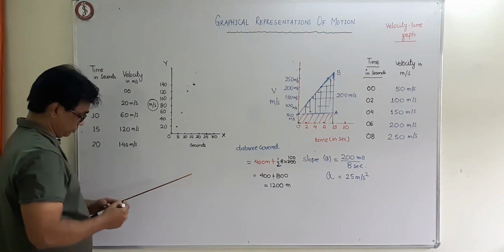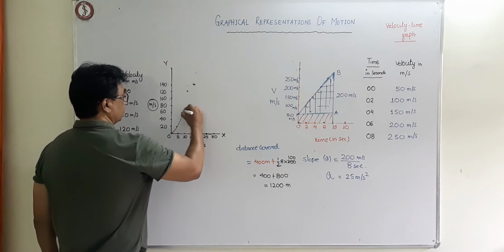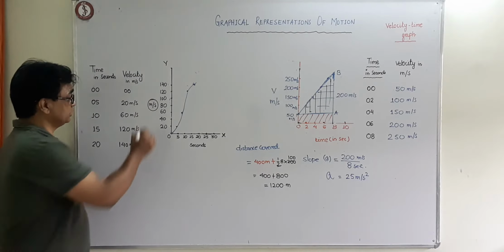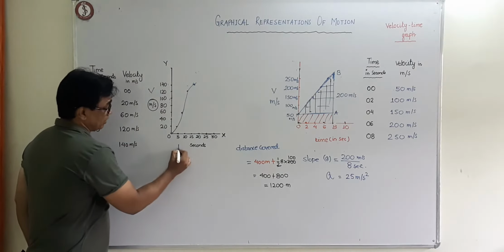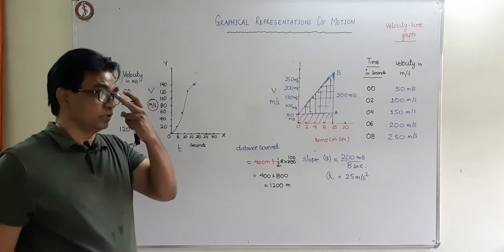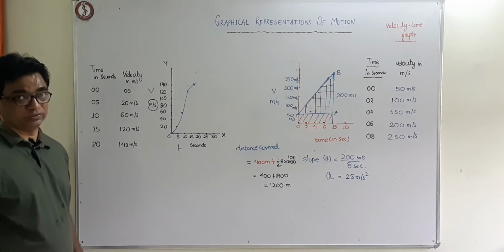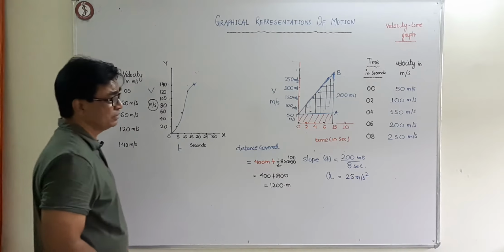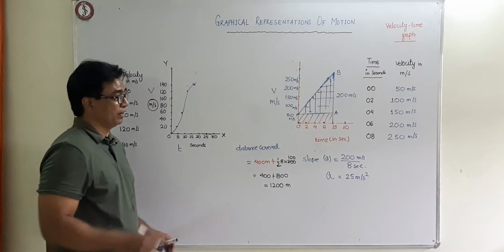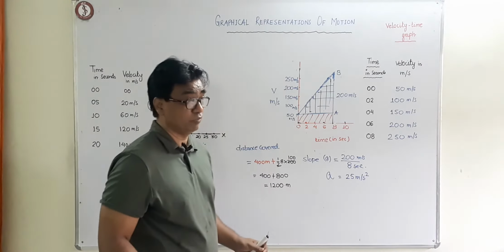So the graph, if I plot it, shows a curved line. So for a velocity time graph, a curved line means the body is having non-uniform acceleration. That means unequal change in velocity in equal intervals of time. And here, equal change in velocity in equal intervals of time. That is very, very important.